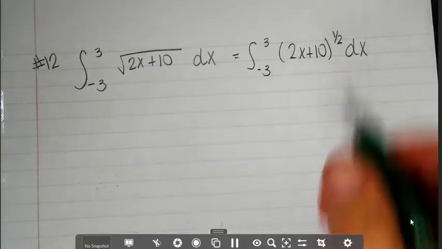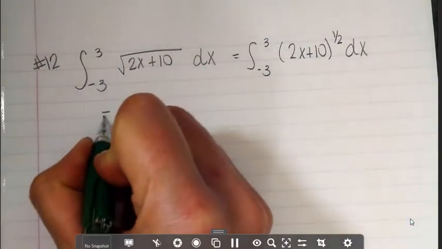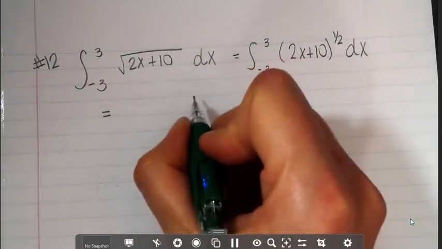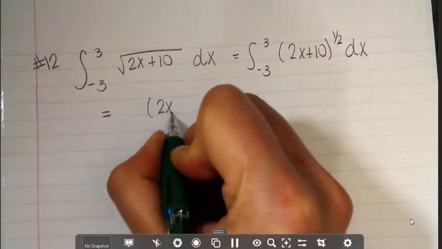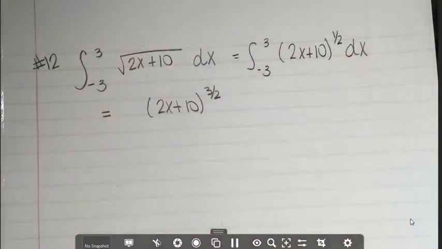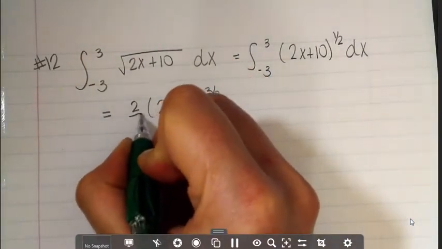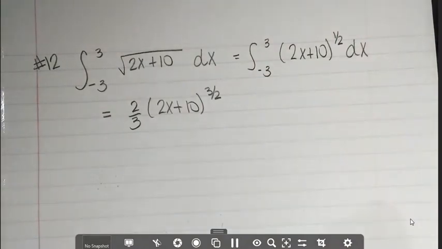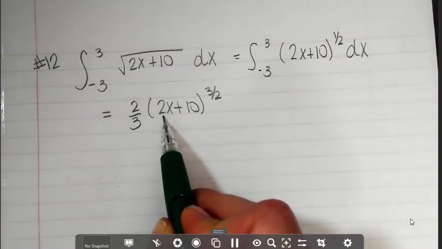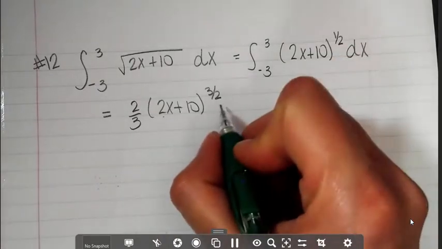Okay, so taking the antiderivative of this, I'm going to raise that power by 1. So I'm going to actually have (2x plus 10) to the 3/2. Then I need to divide that out, so I'm going to multiply it by 2/3. And then remember, I would chain rule this, so that means I need to actually divide out that 2 or multiply by 1/2.